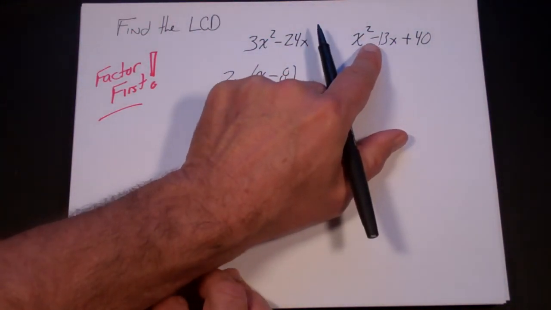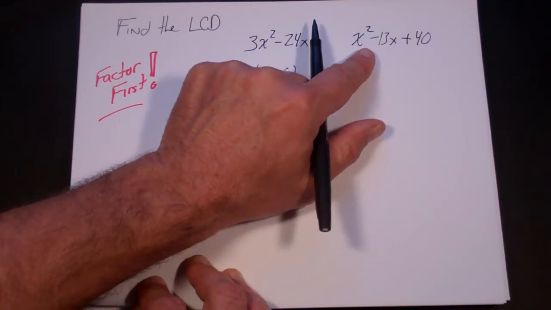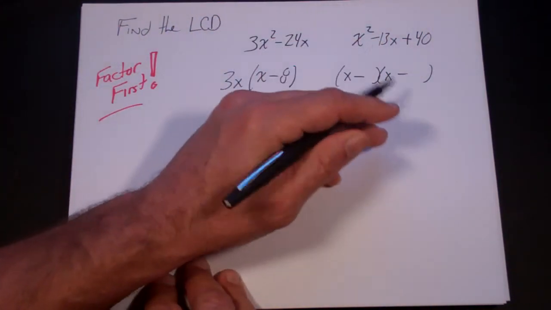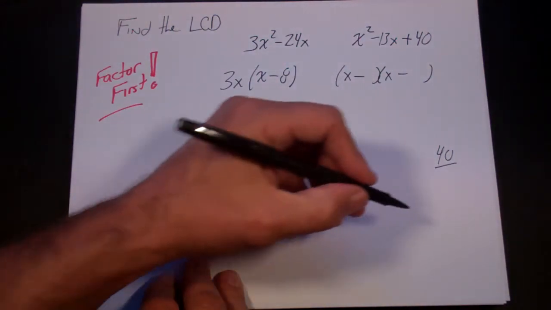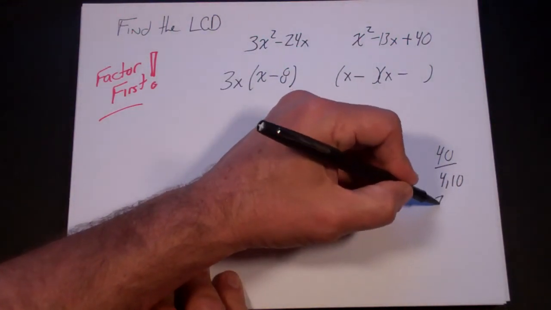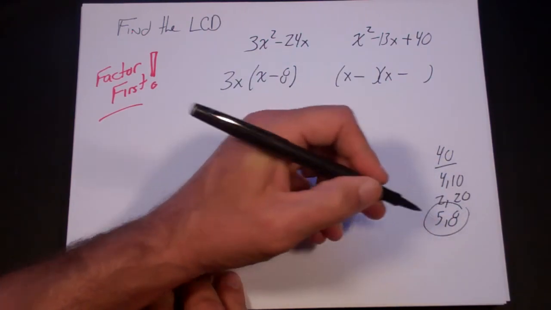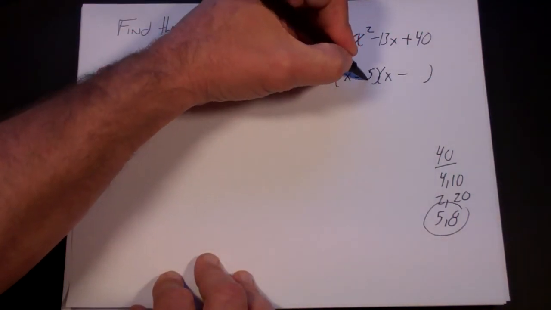Here, this is a trinomial. Be careful here. B is a negative, and C is a positive. They're going to end up with two negatives. And you're going to find two numbers that multiply to 40 and add to 13. Let's see, 4 and 10, 2 and 20, 5 and 8. 5 and 8, I think. 8, 9, 10, 13. It's 5 and 8. And they're both going to be negative.